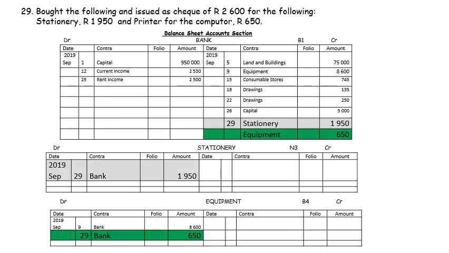On the 29th, we bought the following: stationery and a printer. Stationery and a printer is not the same thing. So you now need to record this in 2 steps. First, we bought stationery, so money in the bank will decrease. Bank being an asset decreases on the credit side. Then you need to write in the stationery account. Stationery is an expense, as you know. If you buy more stationery, the expense increases on the debit side. So for the stationery bought, you will credit bank and you will debit stationery.